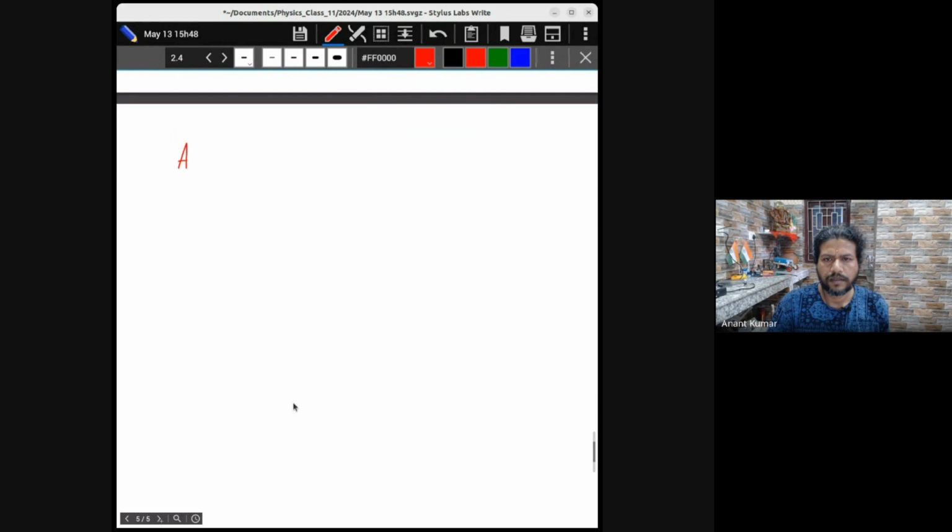Acceleration due to gravity, whose numerical value, symbolically denoted by g, is 9.8 meters per second square near the Earth's surface. That's what the value is.